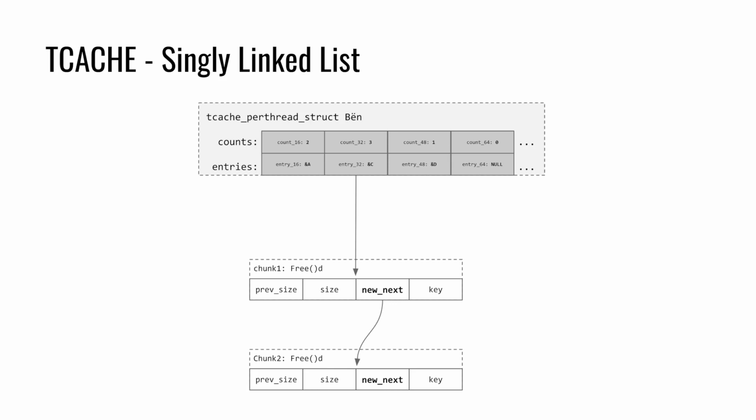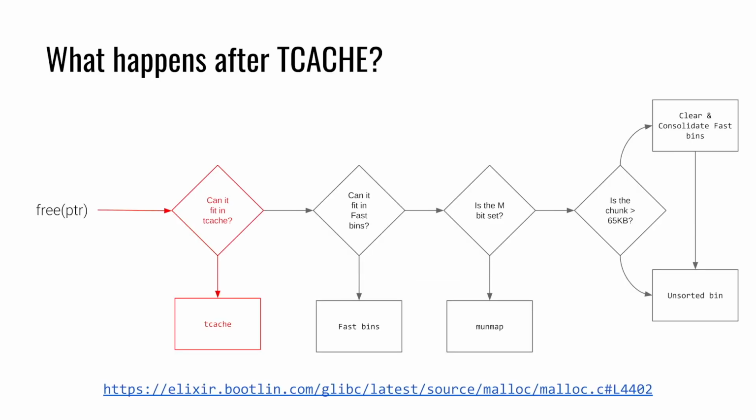Now, the TCACHE per thread struct only accommodates a certain number of bin sizes. Similarly, the list for a particular bin size has a maximum size. For TCACHE, each of these lists can only be up to 7 chunks in length. So what happens when I free an 8th chunk? What is the heap going to do? Well, it's going to follow this flow chart here.